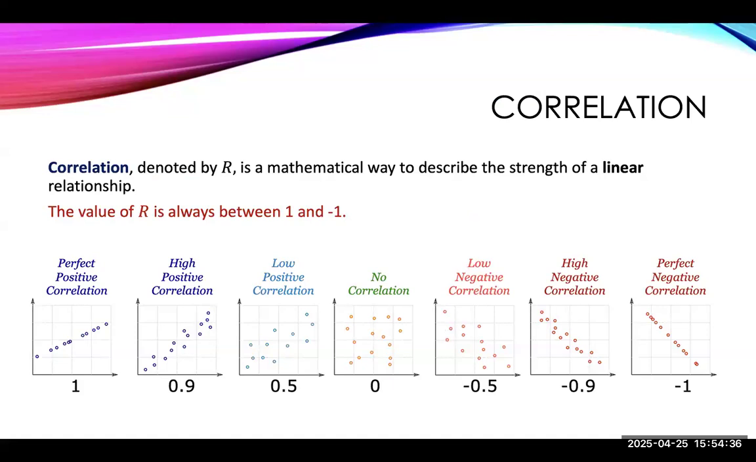I also want you to pay attention to the definition of correlation. It says it describes the strength of a linear relationship. So when we talk about correlation, we're always talking about lines.